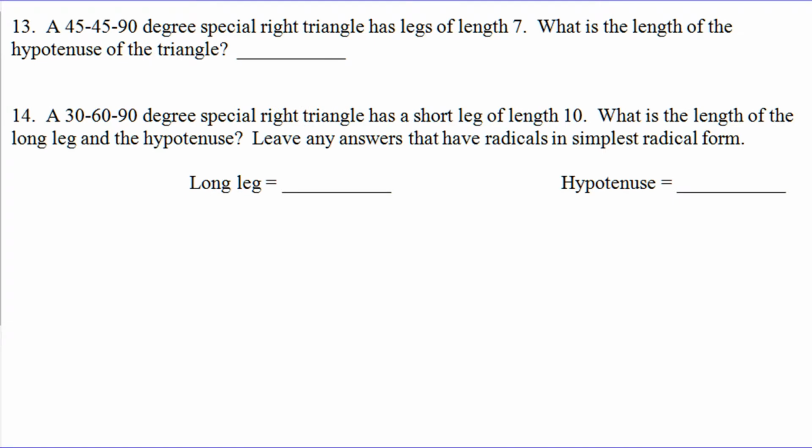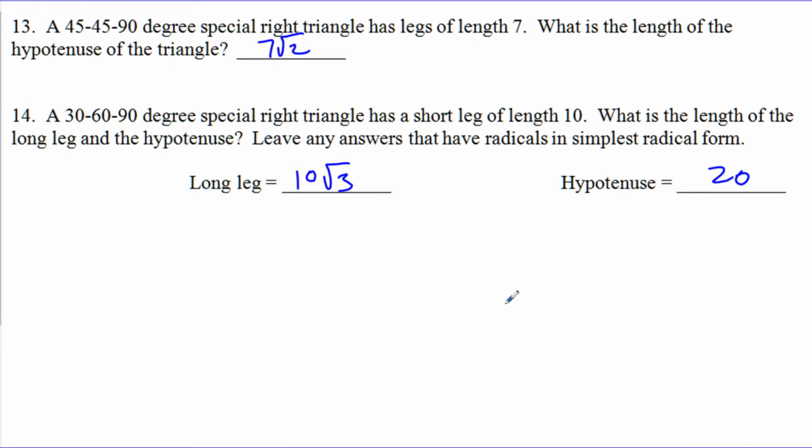Problem 13 and problem 14 are just direct applications of the rules about 45, 45, 90, and 30, 60, 90. So we know that if the leg is 7, that the hypotenuse is 7 times the square root of 2. If the short leg, which is across from the 30, is 10, the long leg becomes 10 root 3, and the hypotenuse just becomes 20.